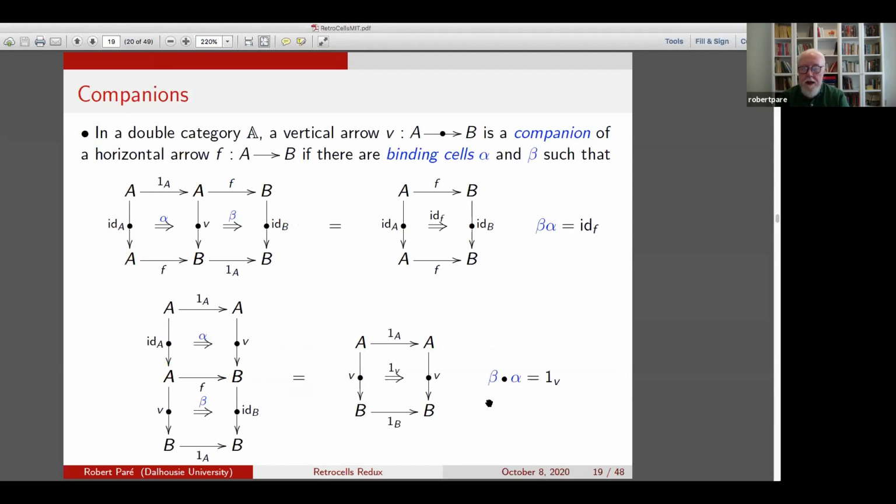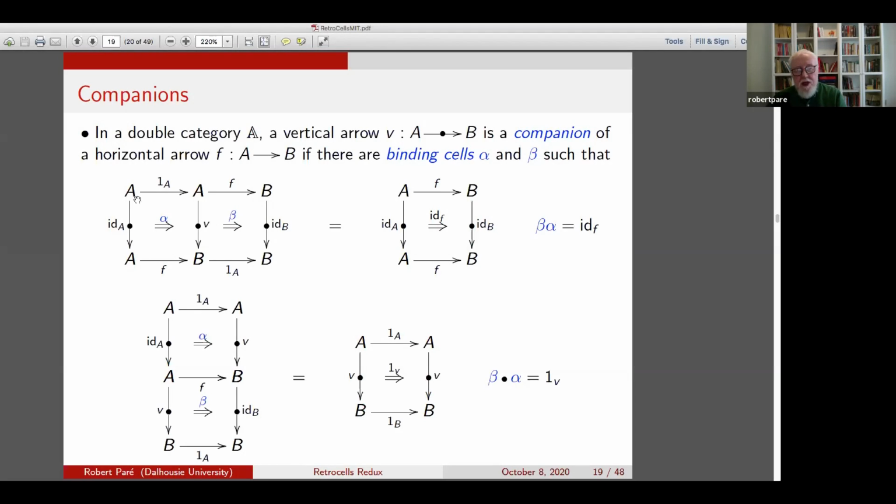Now, every talk I give on double categories, I talk about companions and conjoints because I think that's a really neat idea. In a double category, there's a way of saying when a horizontal arrow and a vertical arrow are the same or are isomorphic. The definition is being a companion. A vertical arrow V is a companion of a horizontal arrow F if there are binding cells, cells like this, because you have F and V and you have identities there.